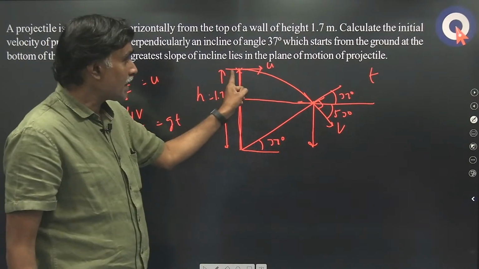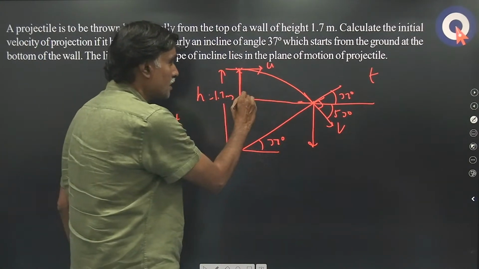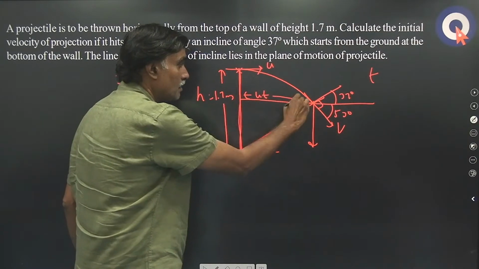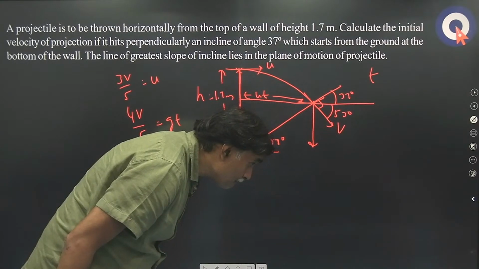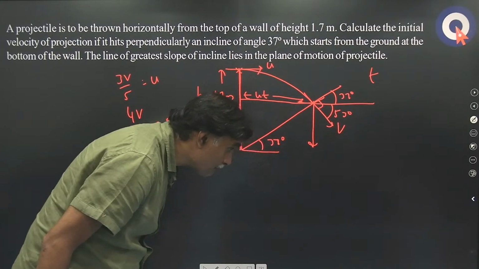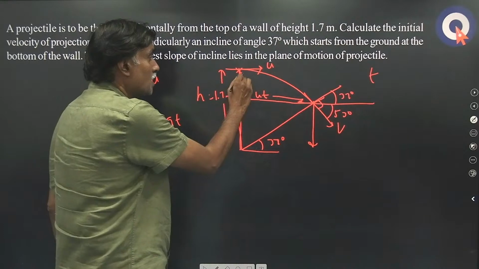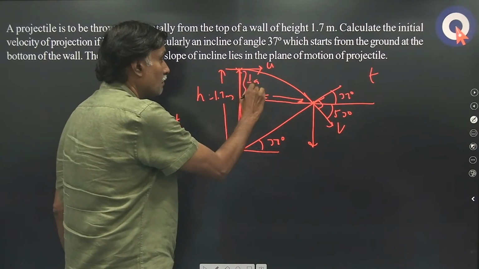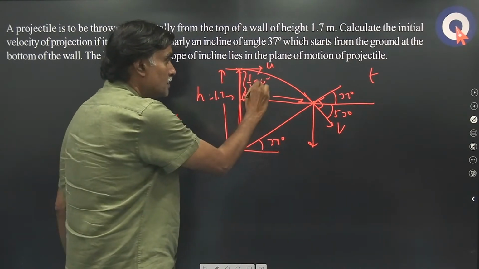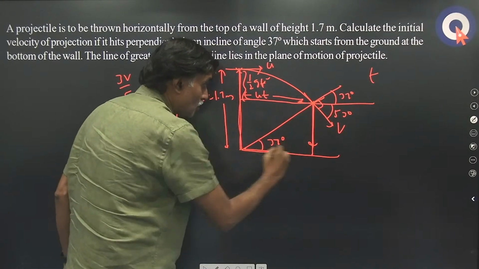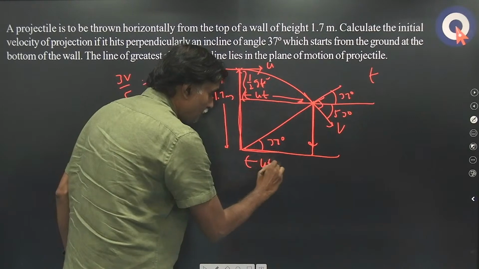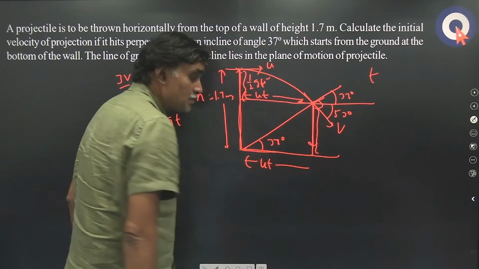Next, by the time it comes from here to here, what is the horizontal displacement? It is ut. What is the vertical displacement? It is half gt square. Okay. Now, if you consider this triangle, this side is ut and this side is h minus half gt square.